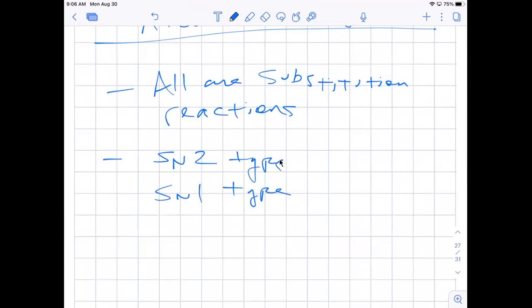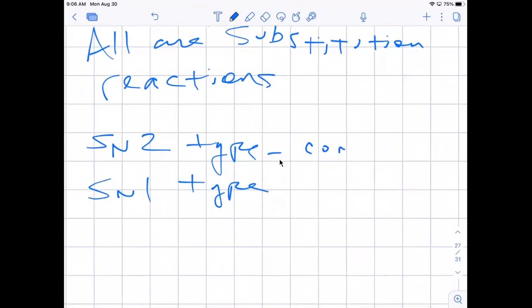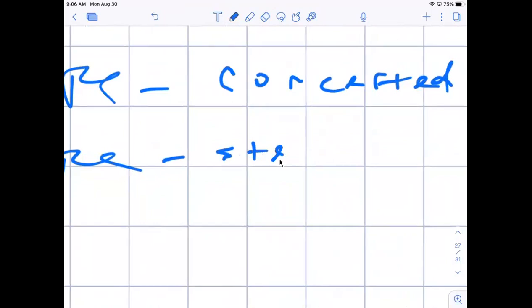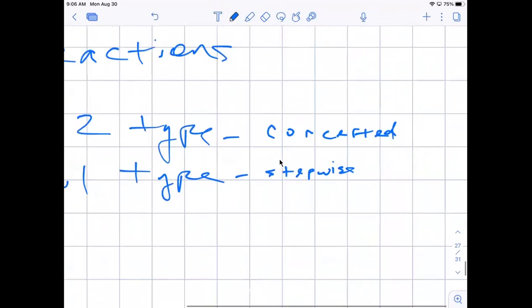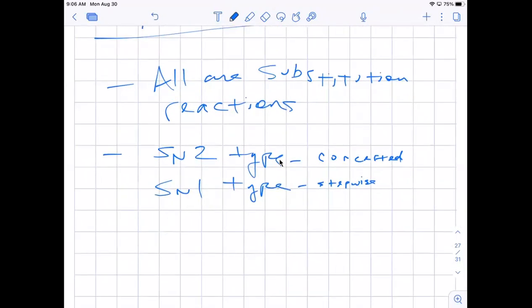All right, SN2, if you remember from part one, and we're going to study this in more detail even in part two, is a concerted reaction. And then SN1 is stepwise. The substitution step is stepwise. Right, so we'll talk about that when we look at the actual mechanism.